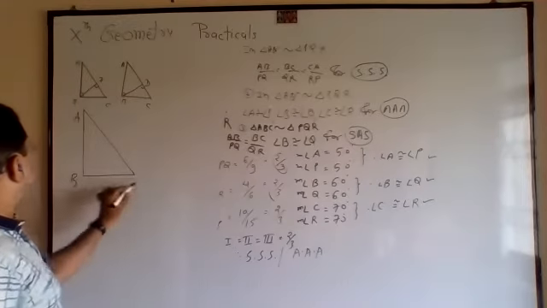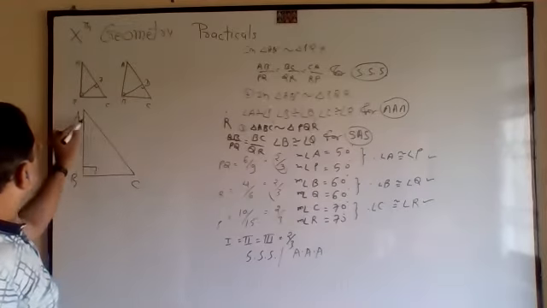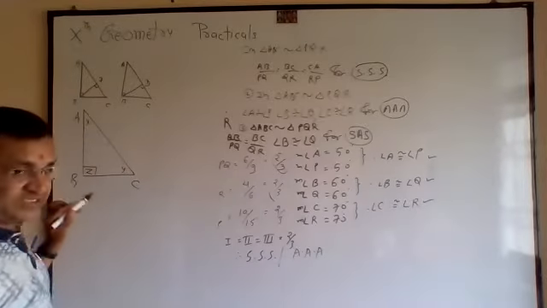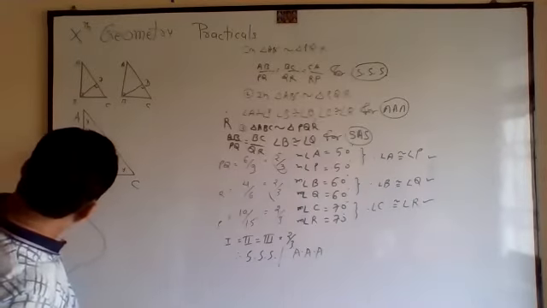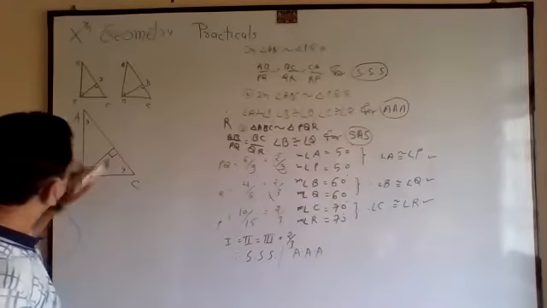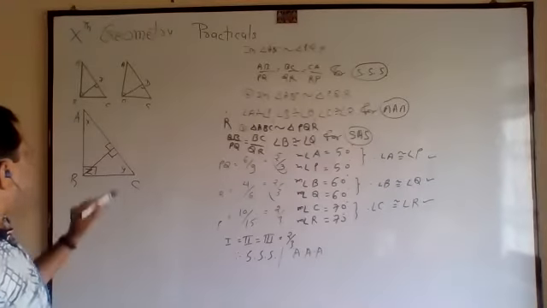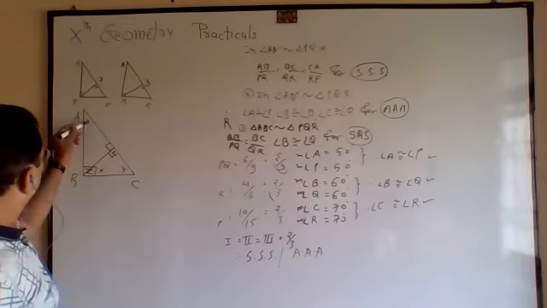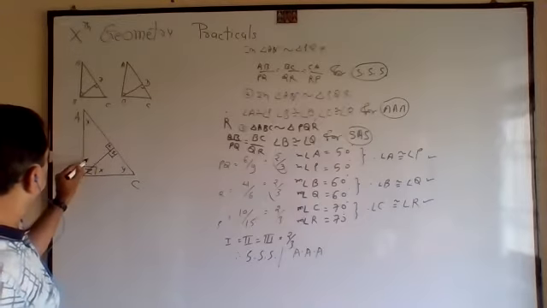A, B, C. This is 90. So the smaller one is X, this is Y, and this is Z, which is 90. Now here I am drawing 90. Here I am drawing 90. So Y is there, Z is there, so this is X. For this, X is there, this is Z, so this is Y.